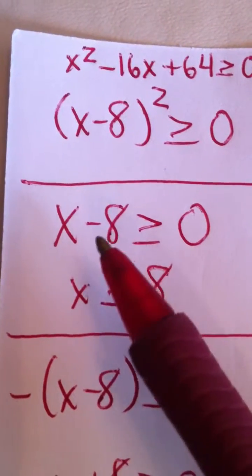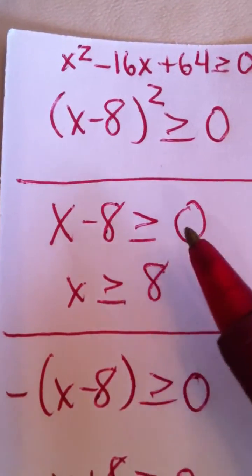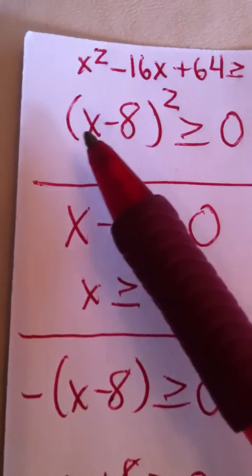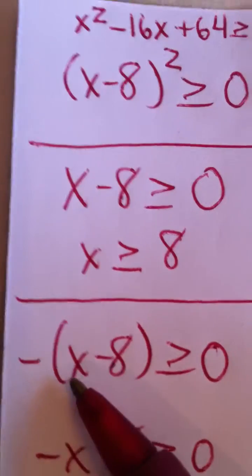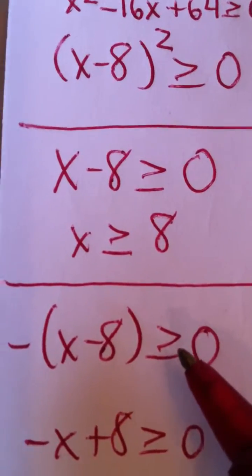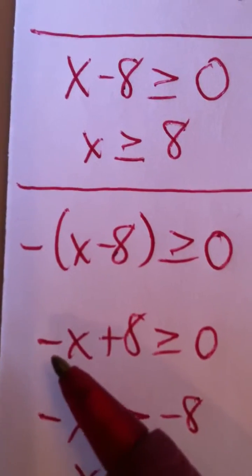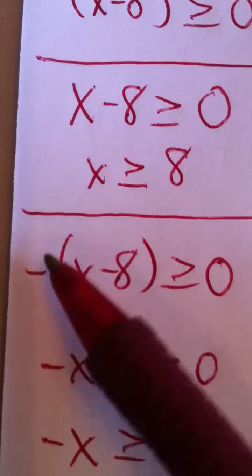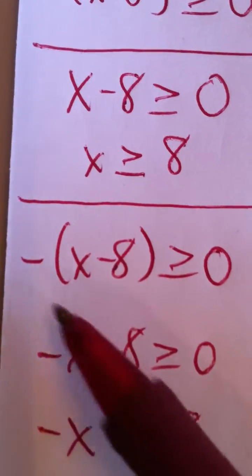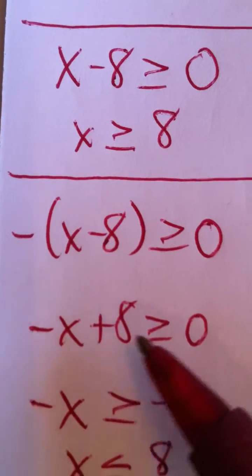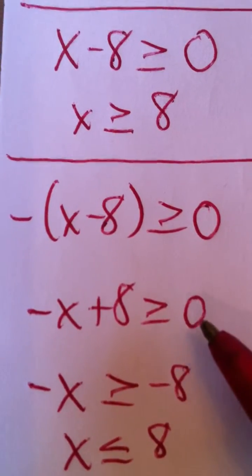So I need to solve this, x minus 8 greater than or equal to 0, so x is greater than or equal to 8. But I also need to take the negation of this one, so minus x minus 8 is greater than or equal to 0. So we're going to have two solutions. So I have now this, so take this negative symbol, you can imagine as a negative 1 if you want, times x is negative x. Negative 1 times negative 8 is positive 8. So I have negative x plus 8 greater than or equal to 0.